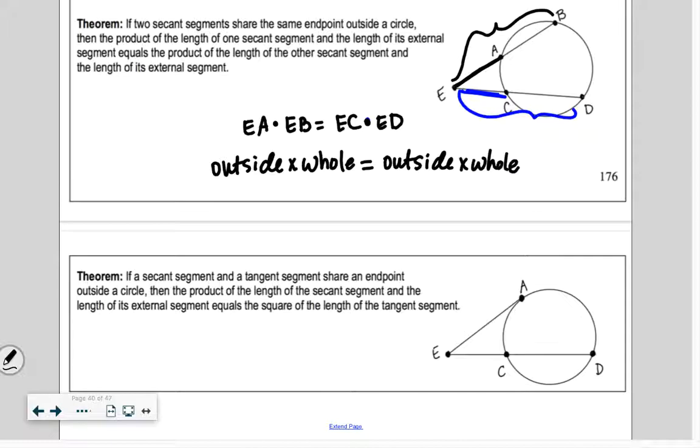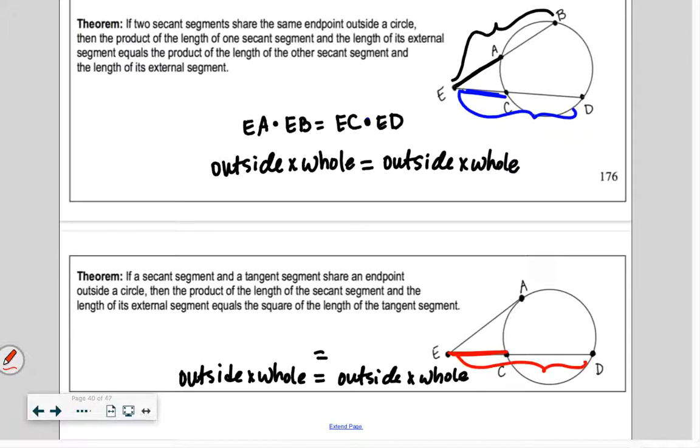All right, so this next one is still outside times whole equals outside times whole. But here's where it's a little tricky. I can definitely see the outside and the whole here. Can you guys see the outside and whole? So it's EC times ED, the length ED.